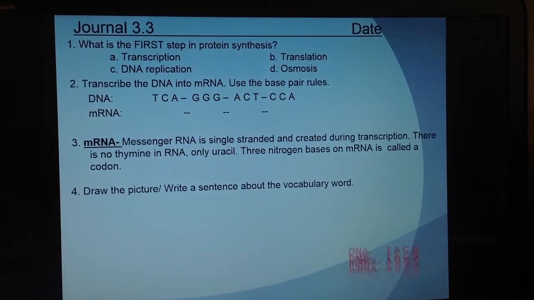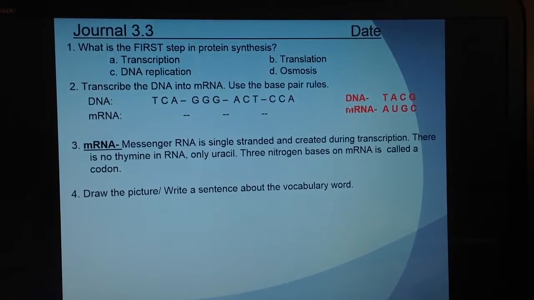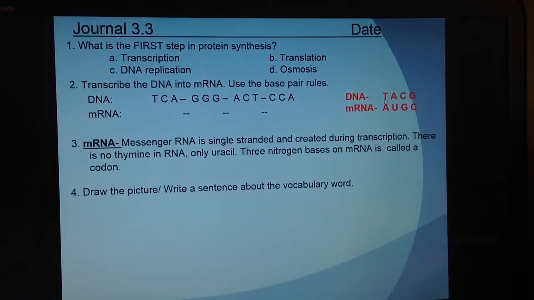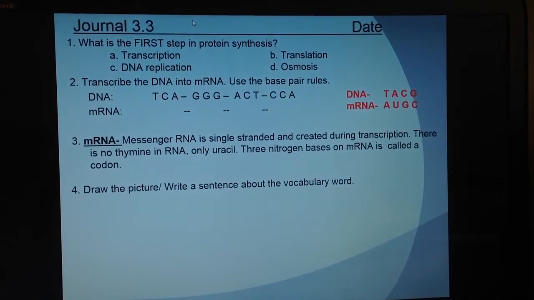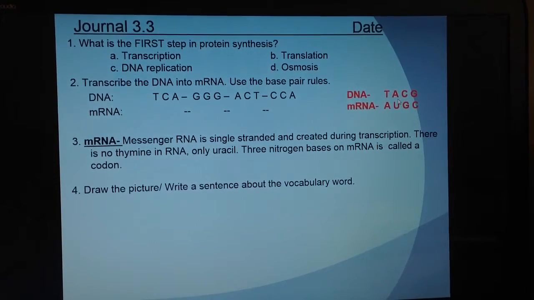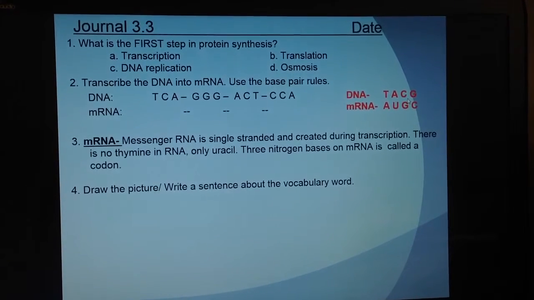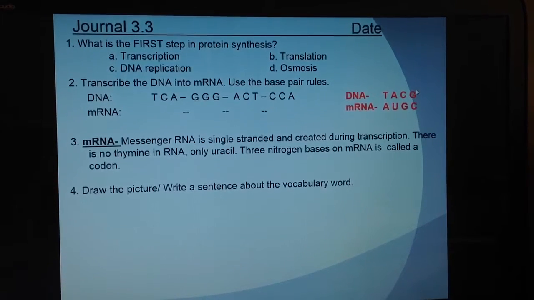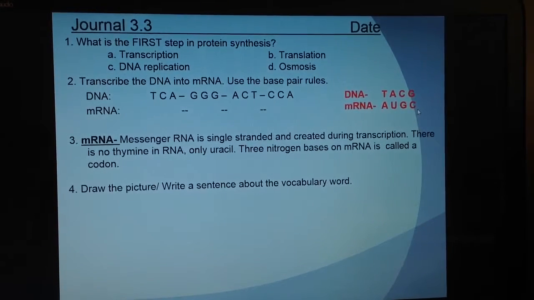And a little hint for you guys, don't forget in number 2, when we're looking at DNA to mRNA, when we have a DNA thymine, T, your mRNA will base pair A, adenine. When you have your DNA adenine, your mRNA will base pair uracil, U. DNA cytosine, mRNA will base pair G. And DNA guanine will base pair with mRNA C, cytosine.